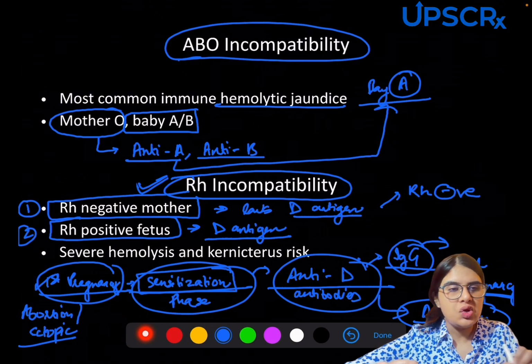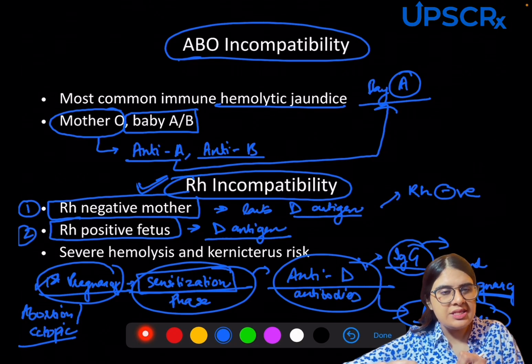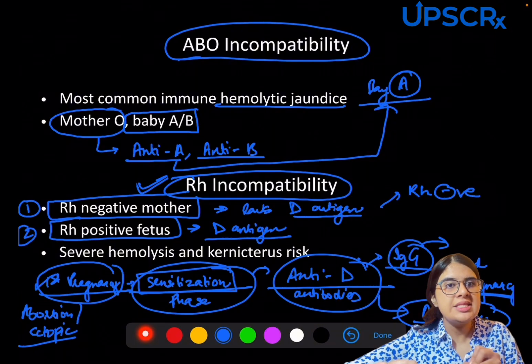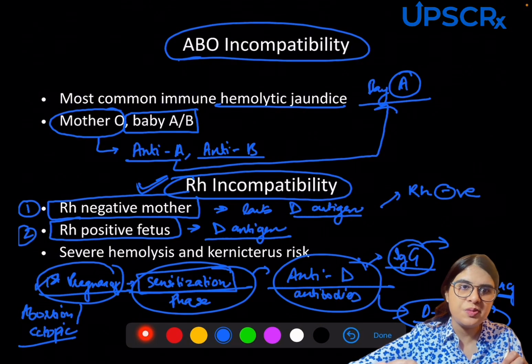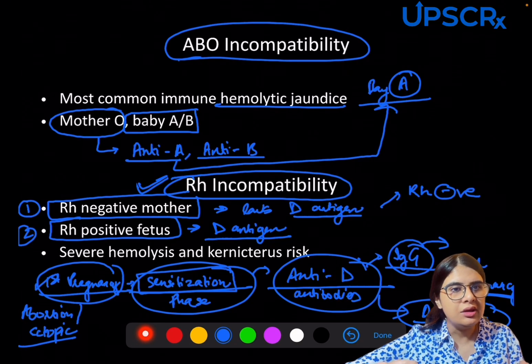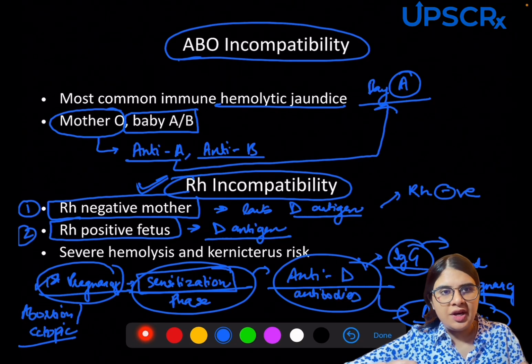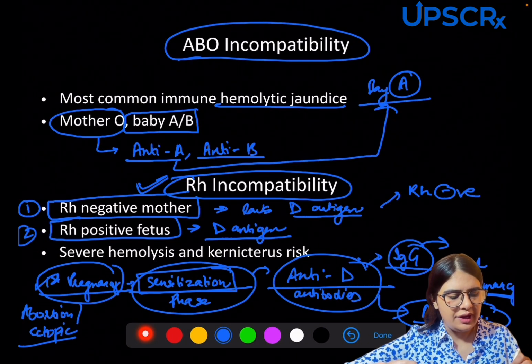So this is the pathogenesis of hemolytic disease of the newborn or Rh incompatibility, which has been asked. So first pregnancy, sensitization phase. Then after the sensitization phase, production of anti-D antibodies, and these anti-D antibodies will attack the baby in the second pregnancy if the baby is also Rh positive and the mother is Rh negative. Okay.